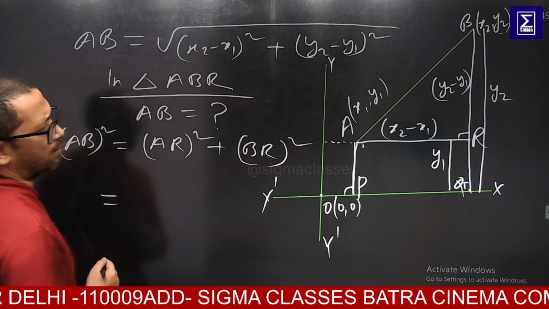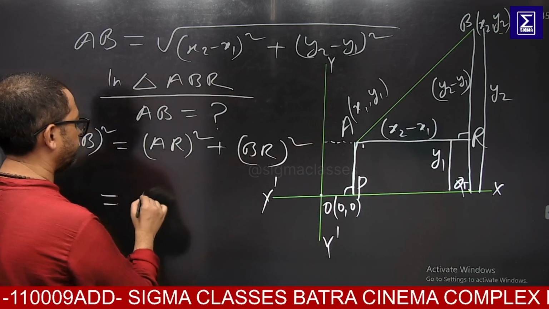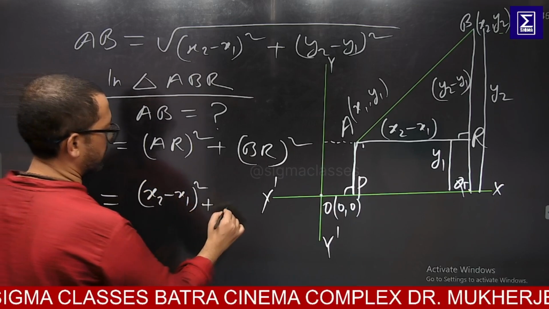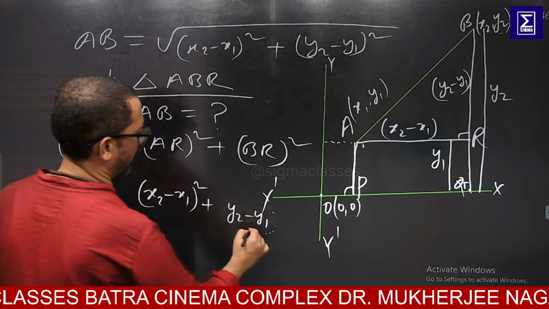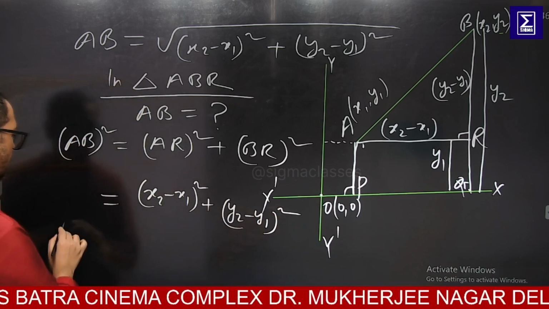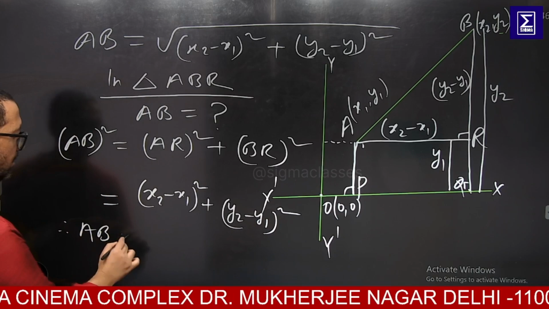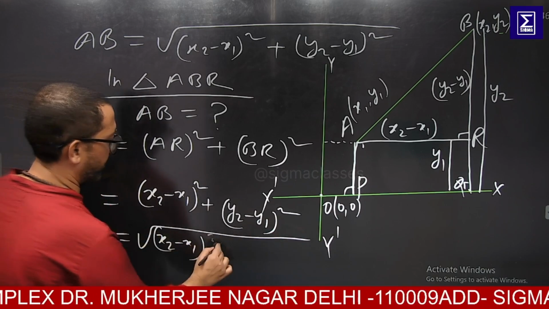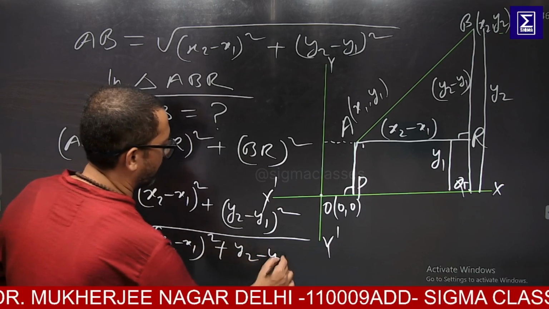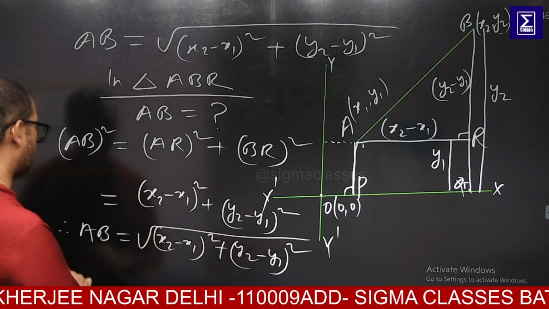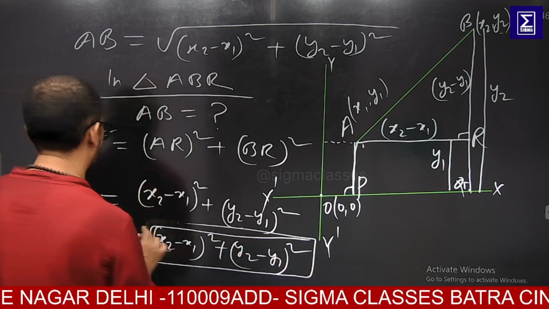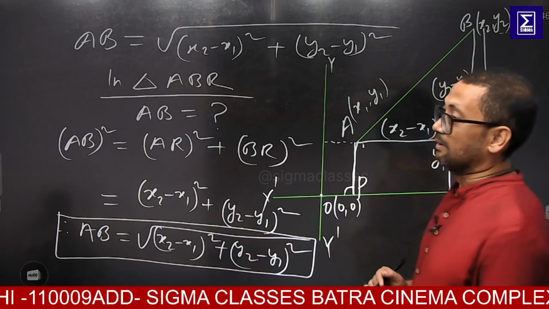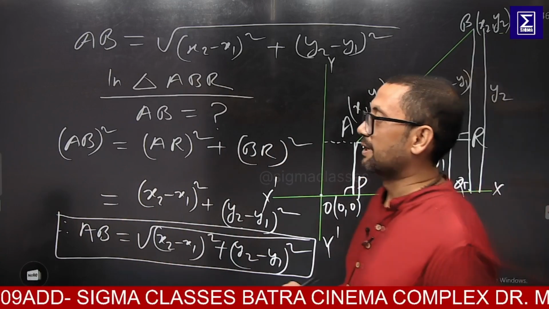तो AR जो है that is nothing but x2 minus x1 whole square plus y2 minus y1 whole square. Therefore, AB is nothing but root under x2 minus x1 whole square plus y2 minus y1 whole square. So this is the distance formula that we derived very easily. Now moving to the next.